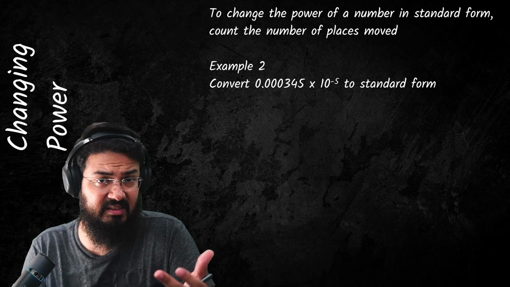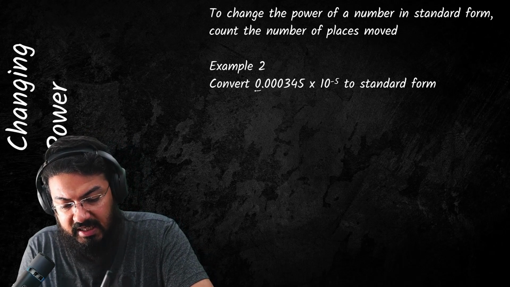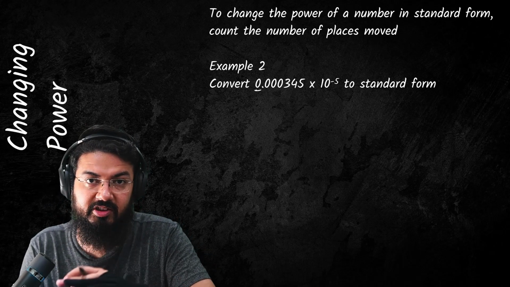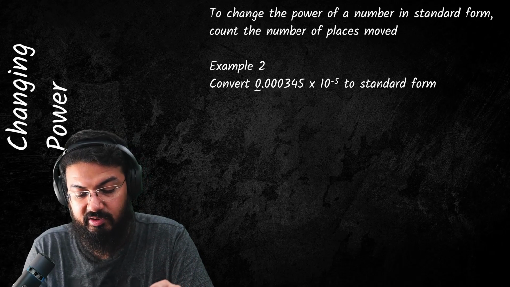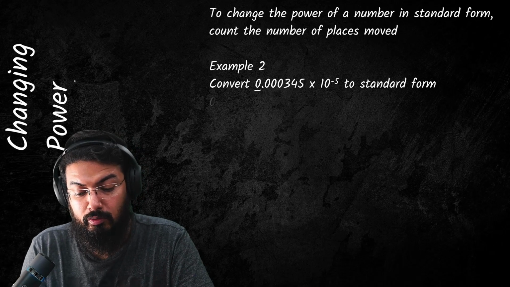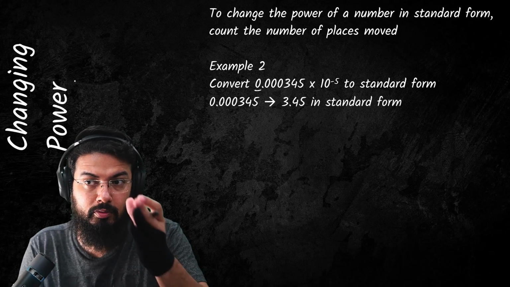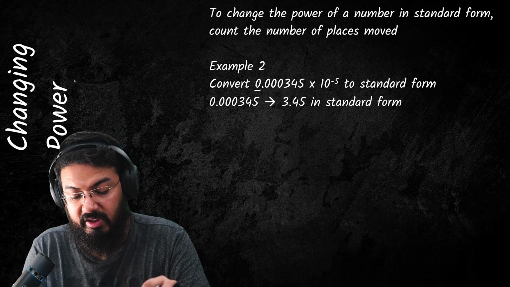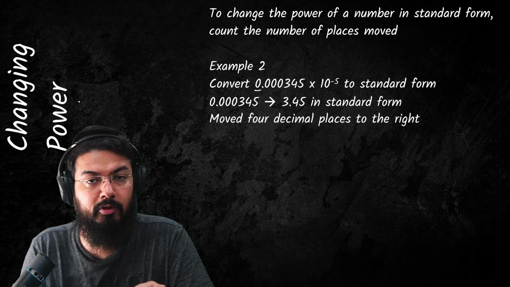Now, why isn't it in standard form? Because the digit to the left of the decimal place is 0. You need to have a non-zero digit. So what are we going to do? We are going to move the decimal place to the right till you make the digit to the left of the decimal place 3. So how many places did we move to the right? You moved 4 decimal places to the right.